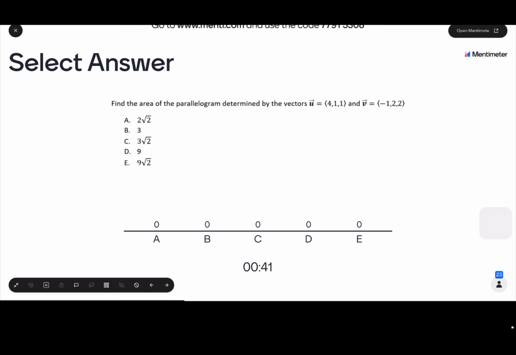Cross product. And then after the cross product, what you need to find? The magnitude. You still have time. I already give you the answer. Oh, too bad. Too bad. Okay, try to find the magnitude from that.